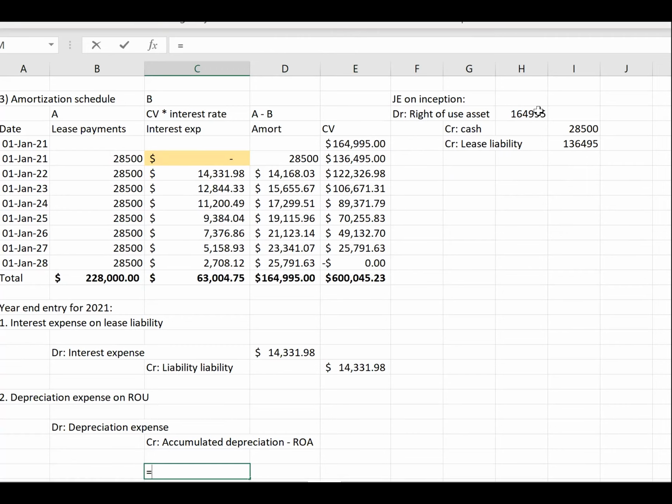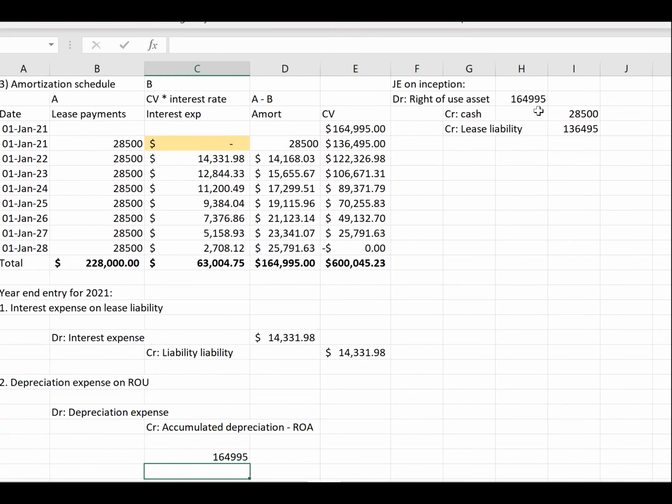Okay, and then here our calculation is going to be, we're going to take the right of use asset, which is this entire amount. It's going to be for 8 years is what this lease is for. So we're going to take this amount divided by 8 years, and this is a full 1 year, 12-month period, so we don't need to prorate it. So we're going to get 20,624 rounded. And that's our entry there.